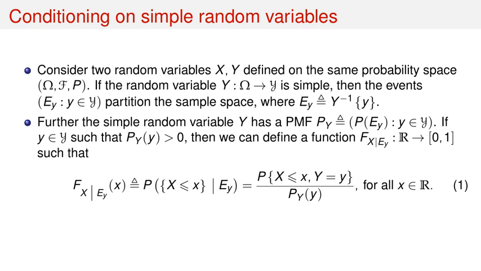define the function F_{X|E_y} mapping R to [0,1] such that F_{X|E_y}(x) is the probability that X is less than or equal to x given the event E_y. This equals the probability that X is less than or equal to x and Y equals y, divided by p_Y(y), from the definition of conditional distribution given an event. This holds for all real x.